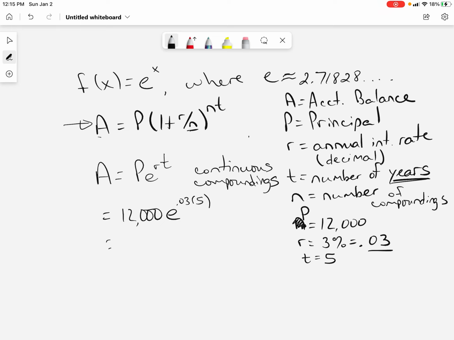You can use Desmos.com where you would graph these type of functions. You can use your graphing calculator. Almost all calculators have an e button that will give you the number, just like pi. And if you put that in, well, if we simplify the exponent, you're going to have 12,000 e, and then you multiply 0.03 times 5 to get 0.15. And then you will end up with $13,942.01. So again, definitely more than the smaller compoundings.